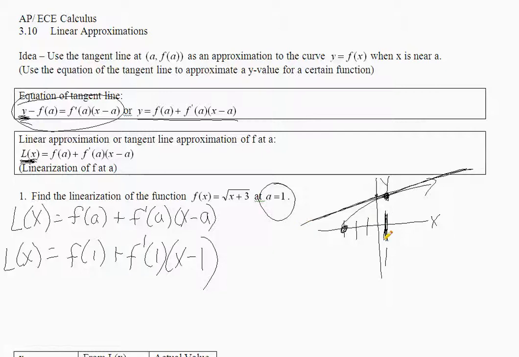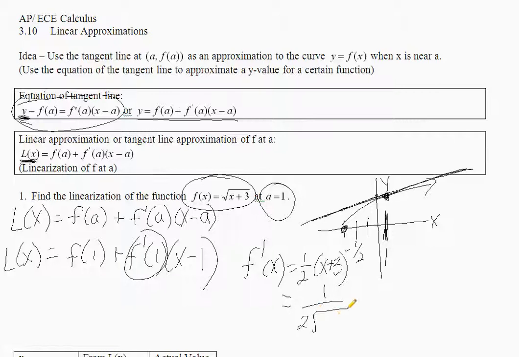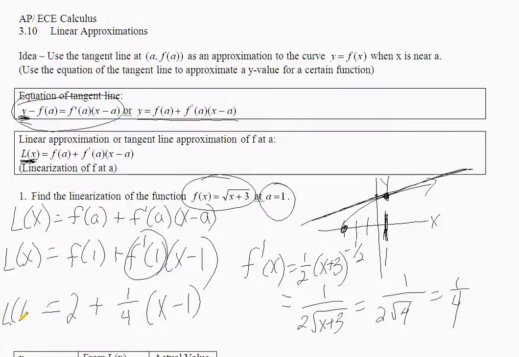Now, the further you get from 1, the estimates aren't as close. Okay, so now to do this, you just have to find f prime of 1. So go ahead and find the derivative of this. Should be able to do pretty quickly. 1/2 times x plus 3 to the negative 1/2, which is the same as 1 over 2 root x plus 3. Plug 1 in, and we get 1/4. So come back over here, f of 1, if I plug 1 into the actual function, I have 2. So I have 2 plus 1/4 times x minus 1. There's my linearization of that function.